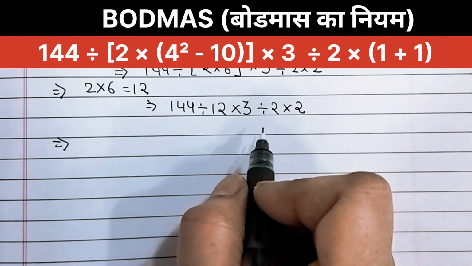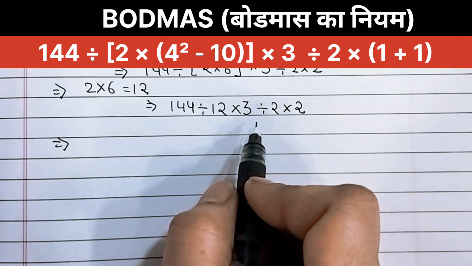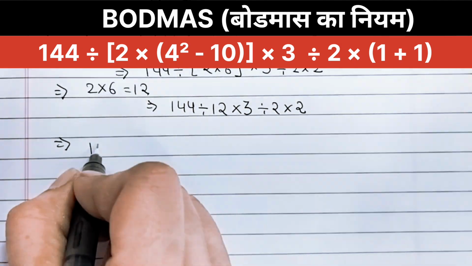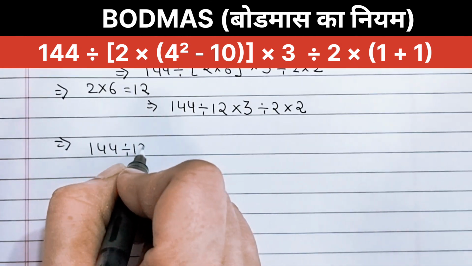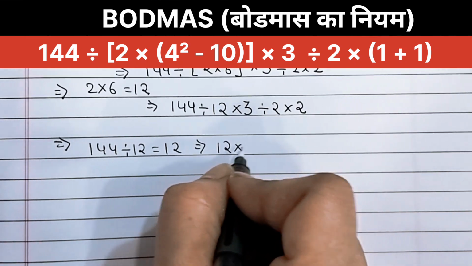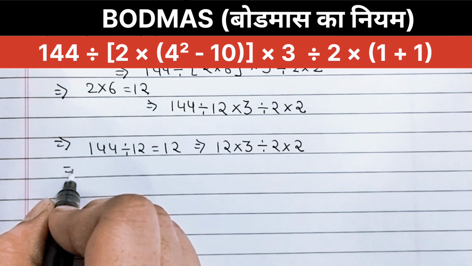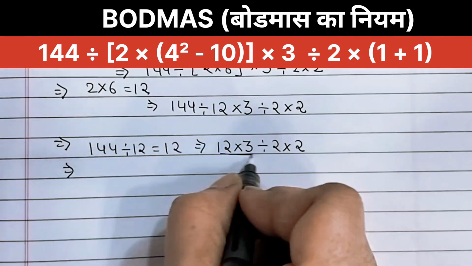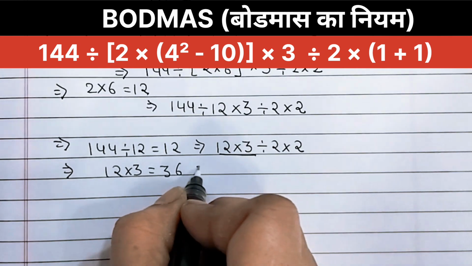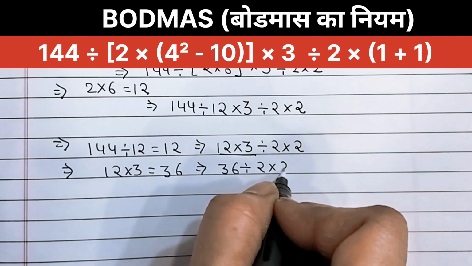Perform division and multiplication from left to right. Since division and multiplication carry the same priority, we solve them in order from left to right. So first we solve 144 divided by 12 equals 12. Now the expression becomes 12 multiplied by 3 divided by 2 multiplied by 2. Now we solve the multiplication: 12 multiplied by 3 is equal to 36, and now the expression becomes 36 divided by 2 multiplied by 2.